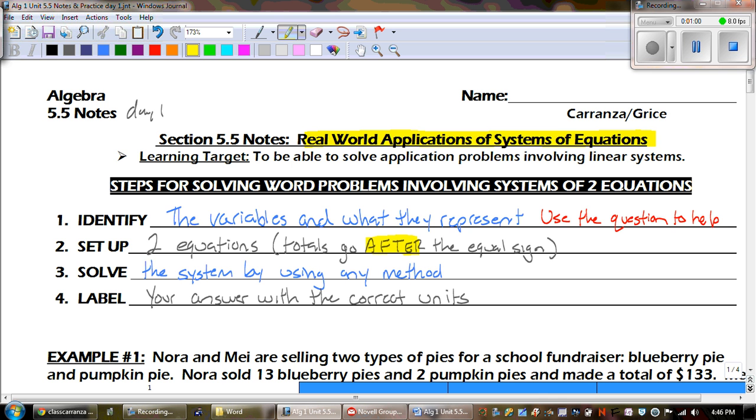Step three is to solve. And we can solve the system by using any method we want to. If you wanted to graph, hey, feel free, go ahead and graph. It's going to take you a while. But you can use substitution or elimination. And then the fourth thing, label your answer with the correct units. Don't do all this hard work and lose the easy points of labeling.